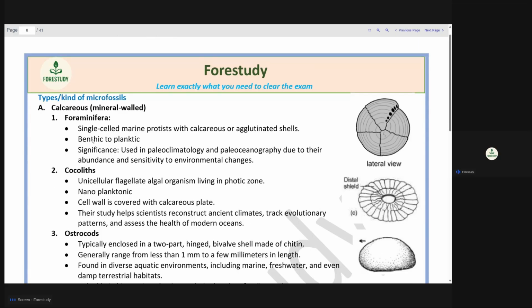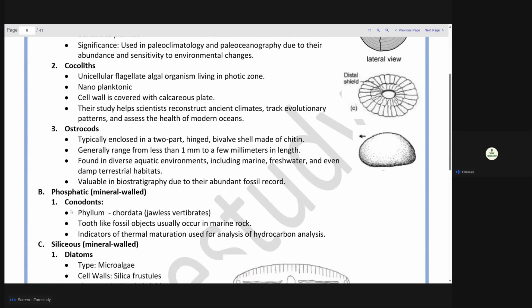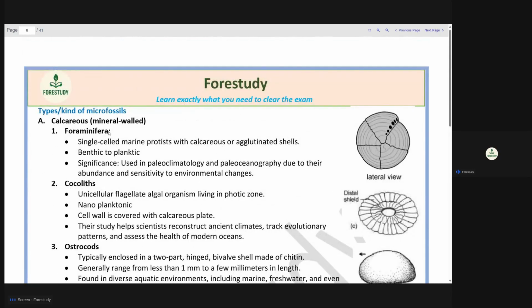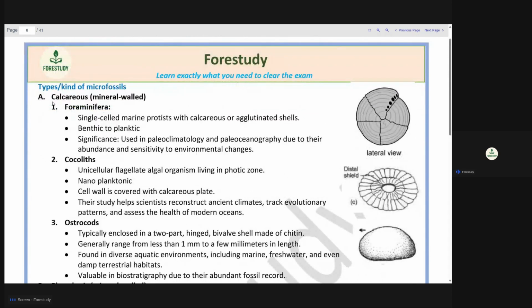So I was talking about conodonts. Conodonts, I'll show you one by one. I'll show you the introduction to microfossils. A is the calcareous mineral wall. So those microfossils which had a calcareous mineral wall, or calcium carbonate mineral wall, will look like this. You can see this was a microfossil which lived inside a calcium carbonate wall. This is a foraminifera.